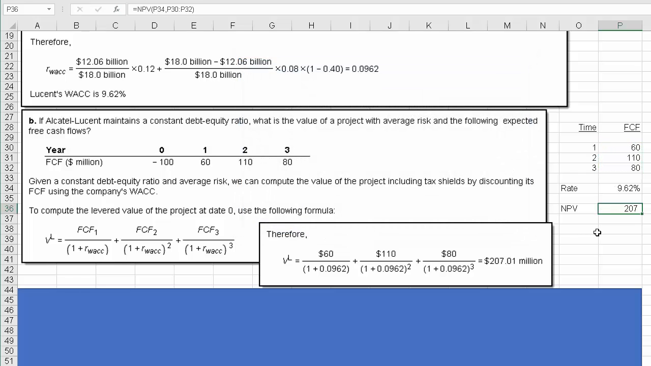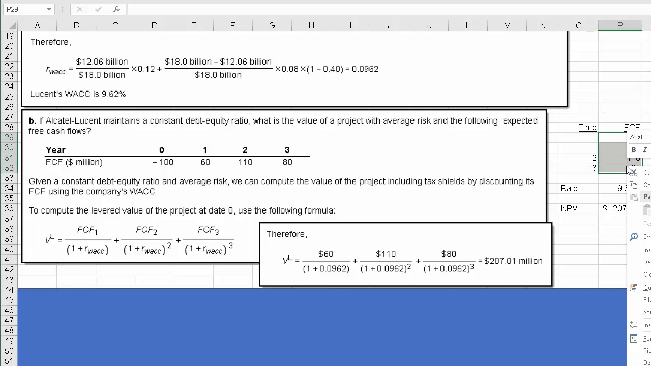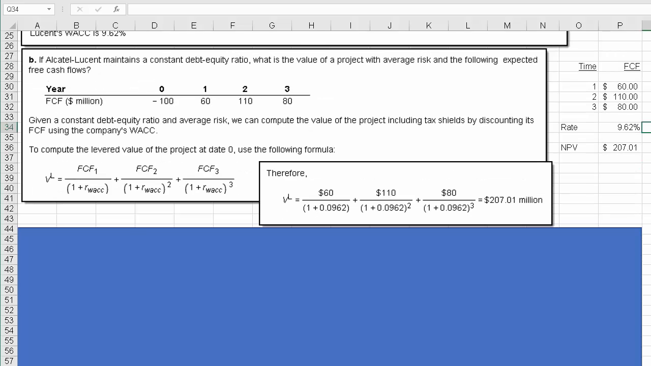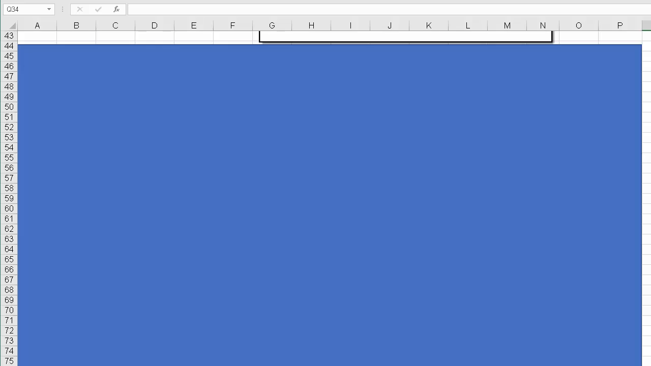And we come up with 207. And if I were to format that, it's actually 207.01, just like what's provided there. Okay, let's see if I can format this now with a dollar sign maybe. Okay, there you go. Maybe it makes sense to format all of these with dollar signs as well, so you can see what we have. All right, so let's slide down and take a look at the next part of this problem.